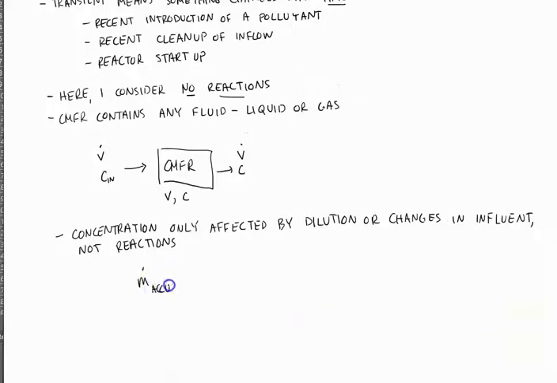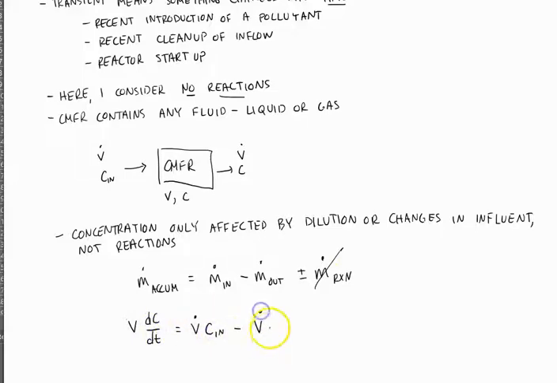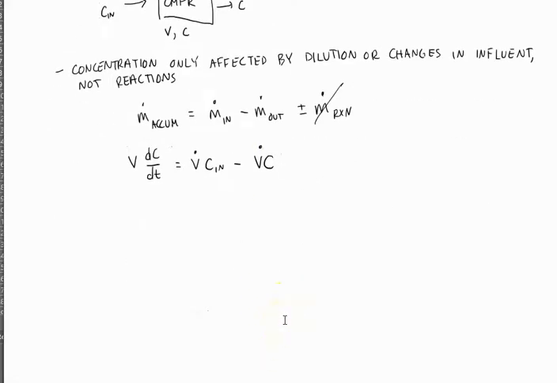So we're going to start with our overall mass balance equation on this reactor. Our accumulated mass equals the mass in minus the mass out plus or minus any reaction. I'm going to get rid of that reaction term because, like I've said several times, we're not doing anything with reactions. So I've got a changing concentration inside my reactor with time. I multiply that by volume to get the mass accumulated. And then I calculate mass in and out by multiplying the flow rates by the concentrations.